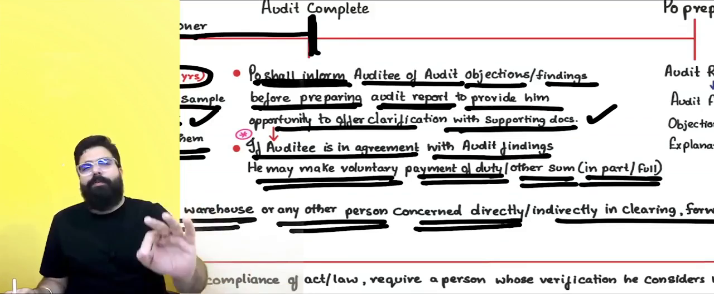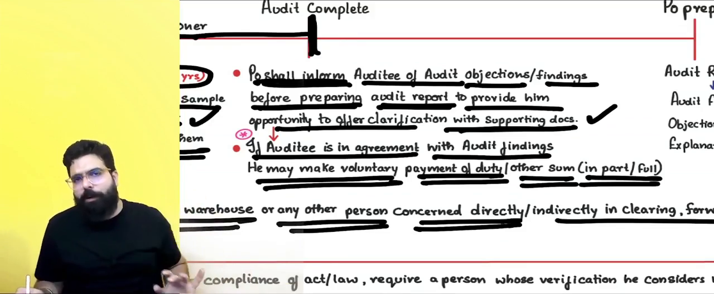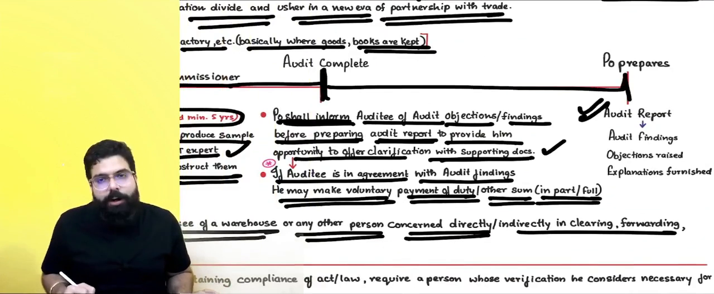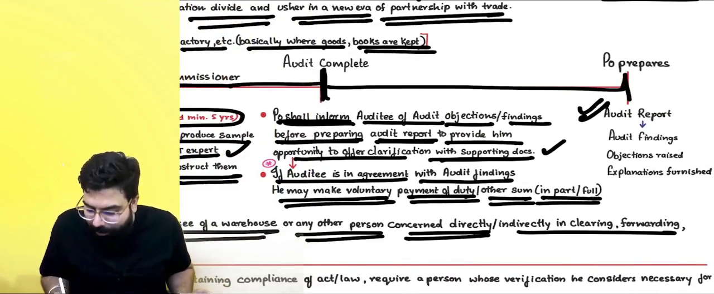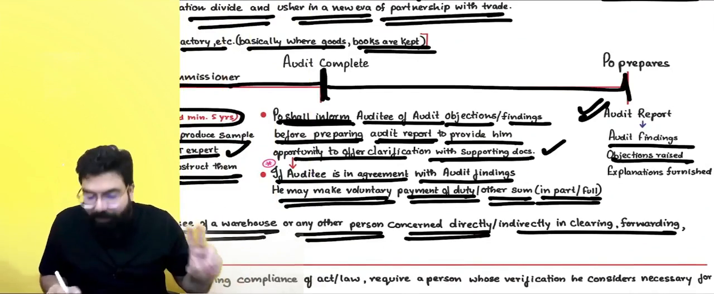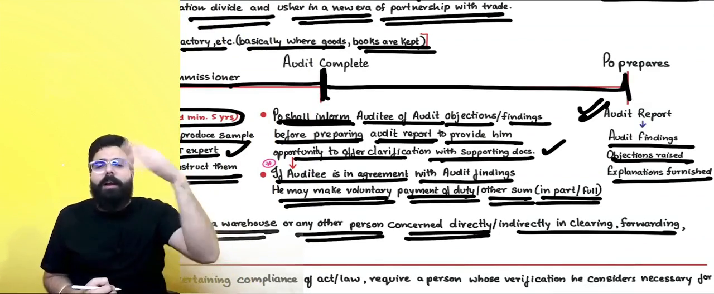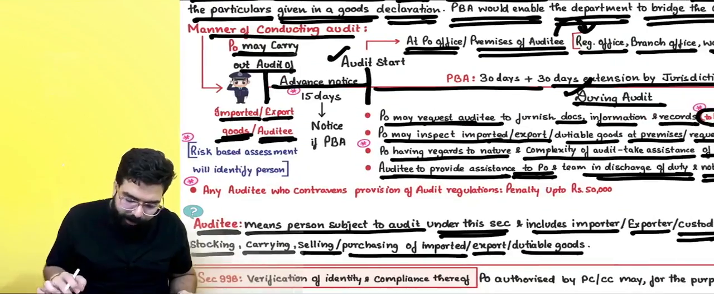Once you have offered your explanation, part payment, full payment, whatever you have done, the proper officer will prepare an audit report wherein he will say what were his findings, what were the objections he has raised, and what explanation this person has provided. Everything will be told in the audit report.